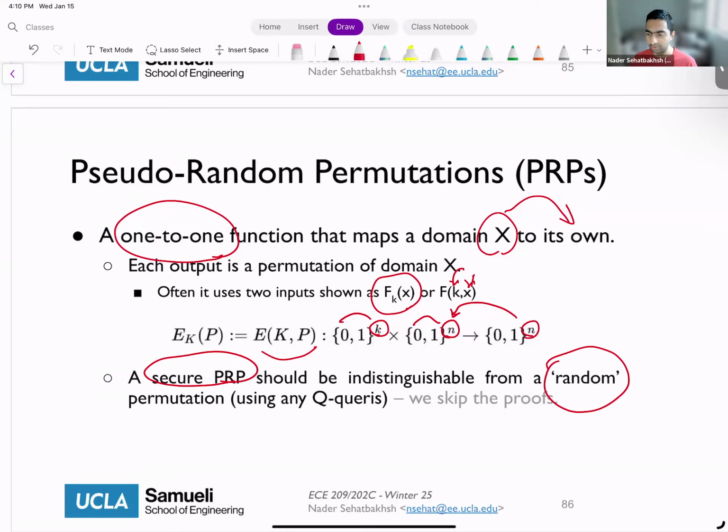But essentially, if I see a lot of queries from this function and I see different permutations, I should not be able to tell the difference between the results generated by the PRP versus if I just randomly pick a permutation.